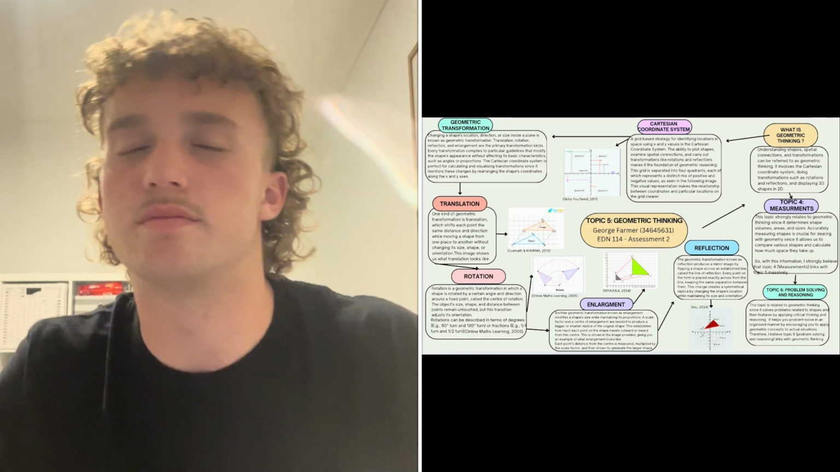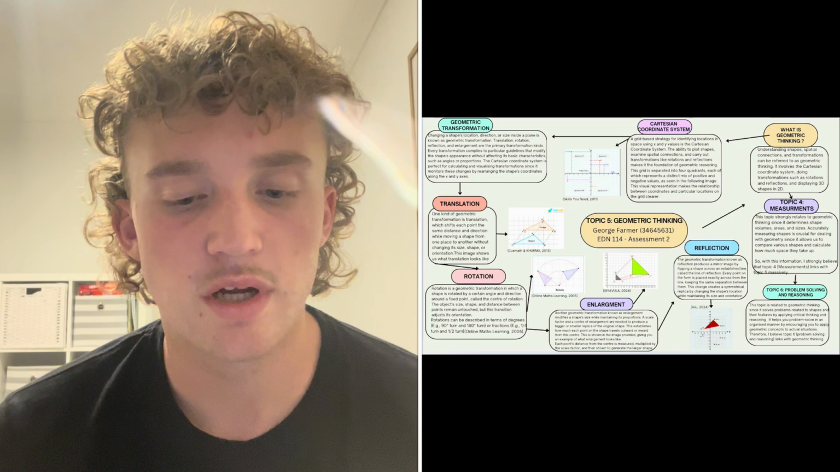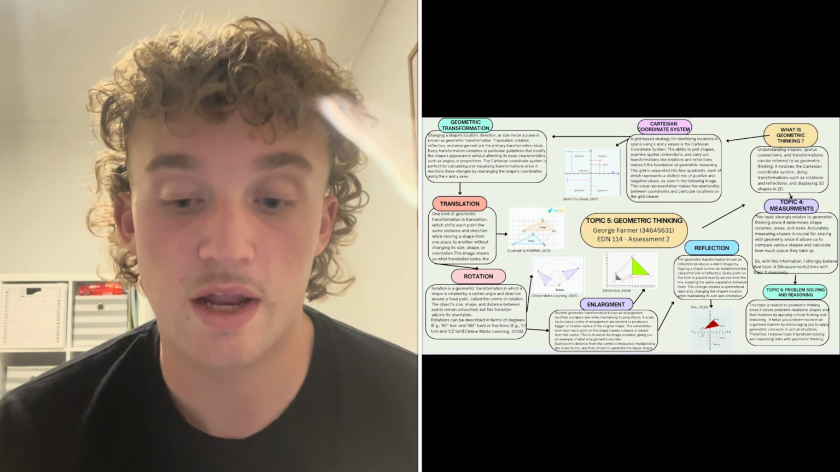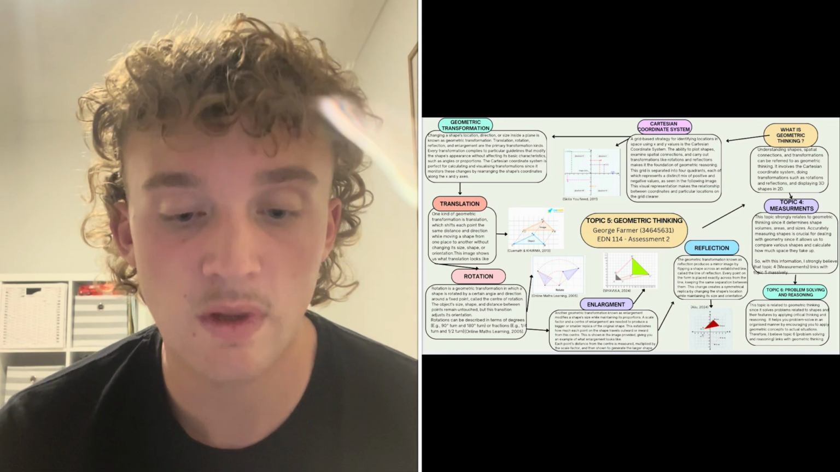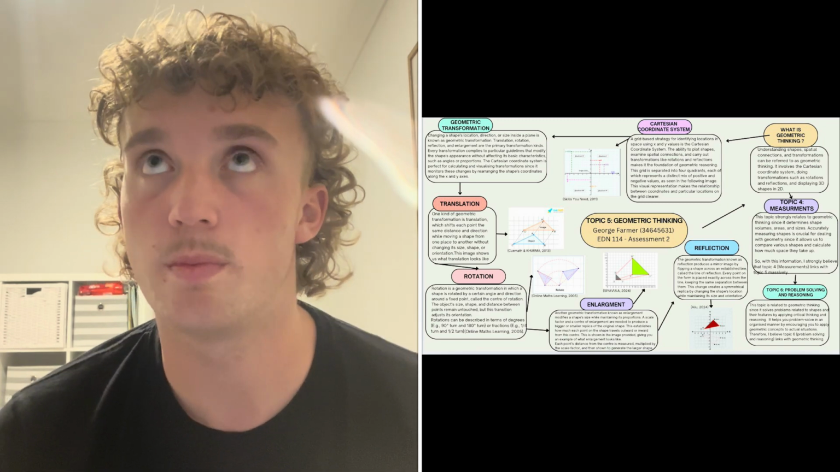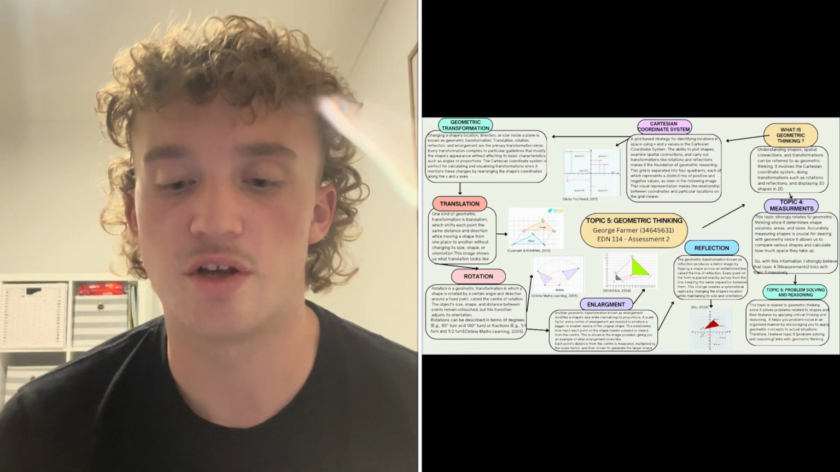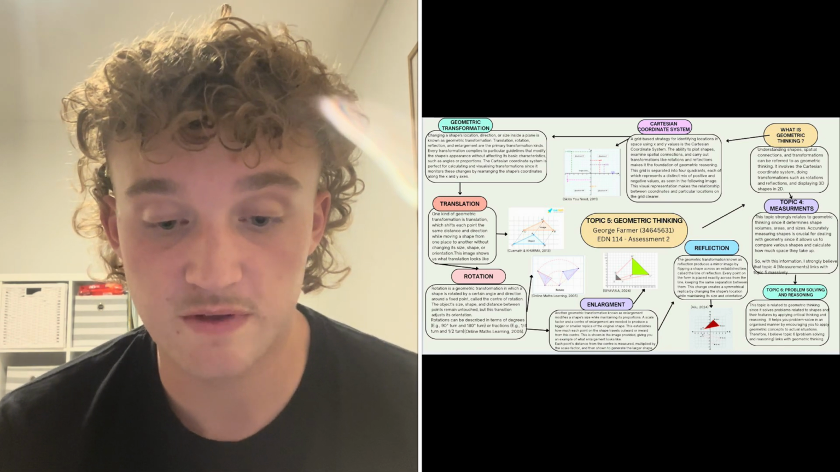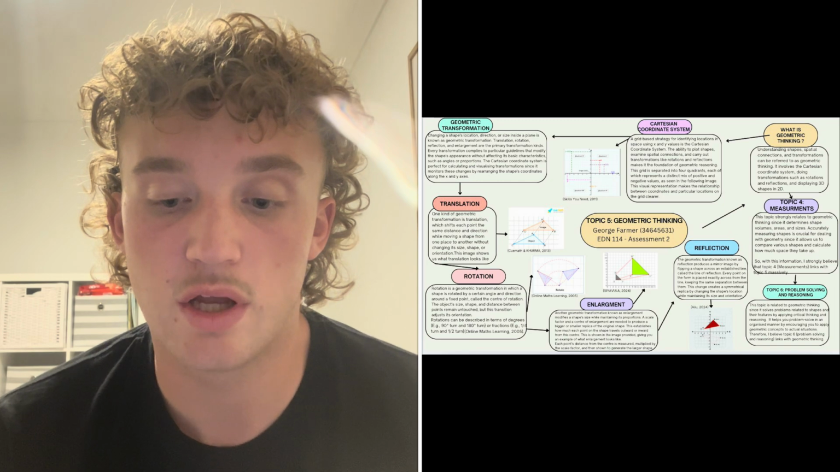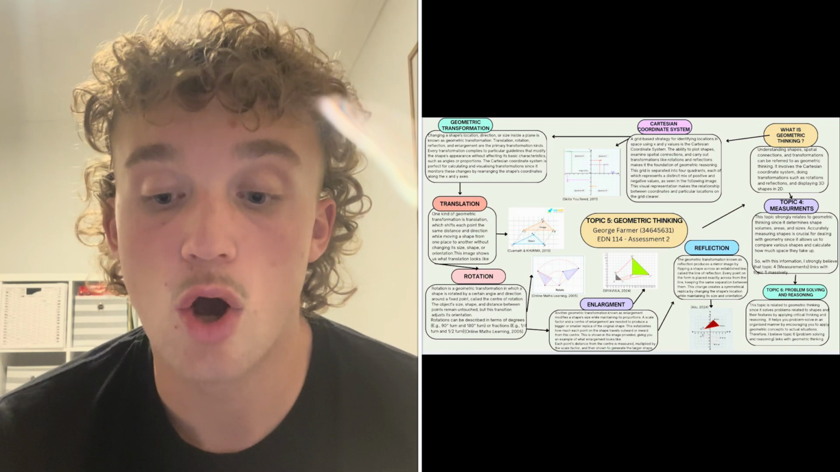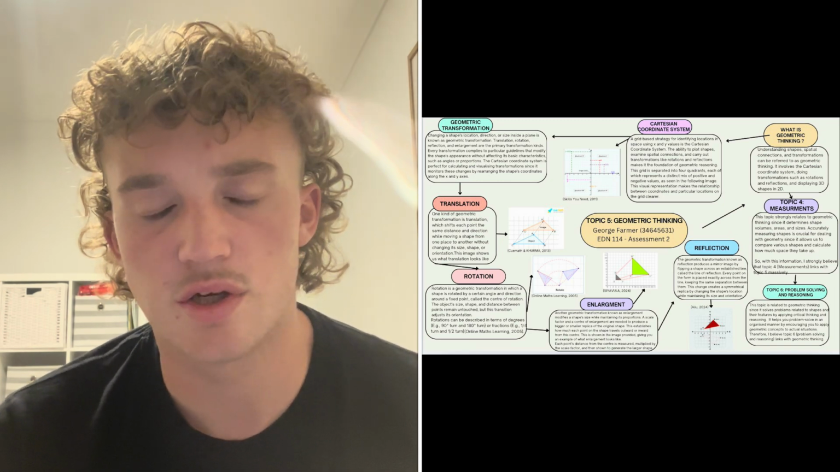So translation. What is translation? Translation shifts a shape to a new location without changing its size or orientation. Imagine moving a triangle across a page. Each point of the triangle moves the same distance in the same direction, which is straightforward to track on a grid.